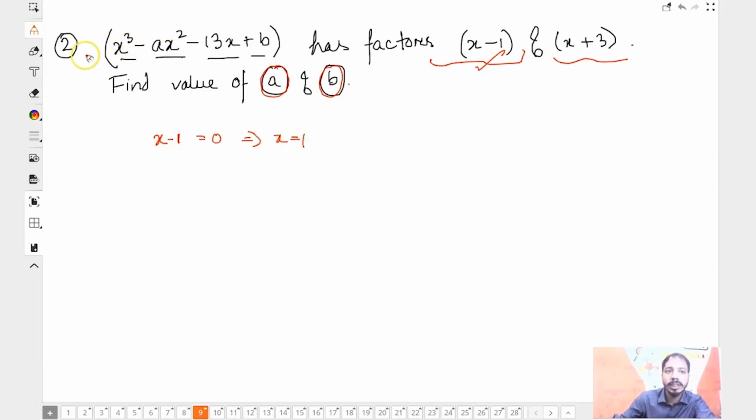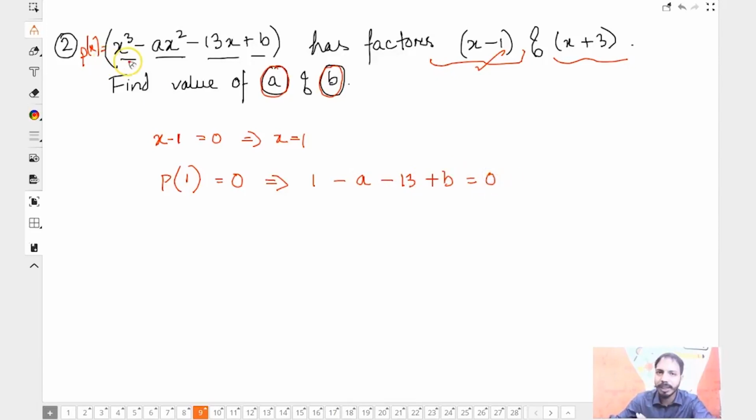That means if this is p of x, let me say this is p of x, then p of 1 should be equal to 0. Let me put the value 1 here. So it will be 1 cube is 1, minus a into 1 square is 1, minus 13 into 1, that is 13, plus b should be equal to 0, right? So what I have done is I have just put 1 in place of x, and this is what I get. So from here, I get b minus a minus 12 equal to 0. So let us say this is my condition 1 or equation 1.